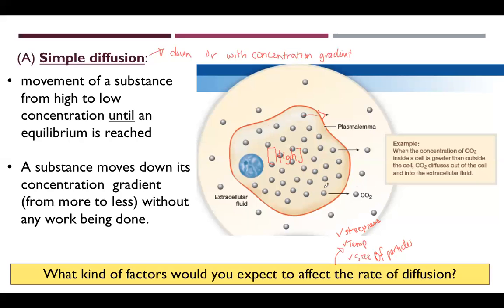The higher the concentration gradient, so the more extreme it is, the faster the molecules are going to want to get out of that high concentration to the lower concentration. As they start to reach the equilibrium, the diffusion would be much slower.